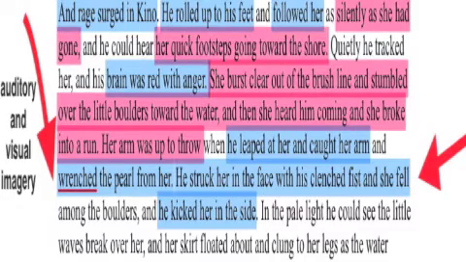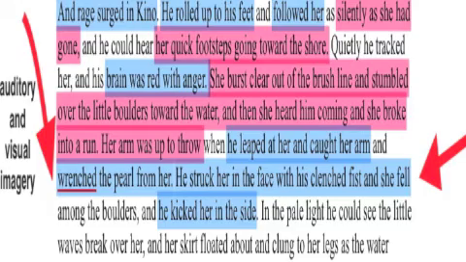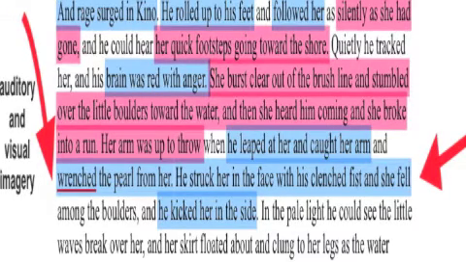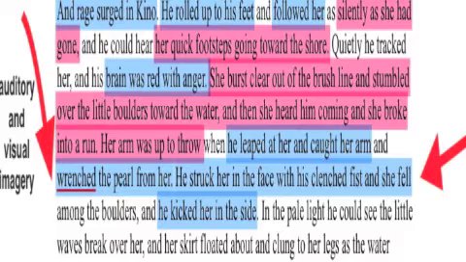But here she is. She burst clear out of the brush line and stumbled over the little boulders toward the water. And then she heard him coming, and she broke into a run. So, before here she's afraid, and not necessarily afraid for her life. She's just like, I got to get out of here because I've got to get rid of it. We see here where it says her arm was up to throw. She wants to eliminate this pearl.